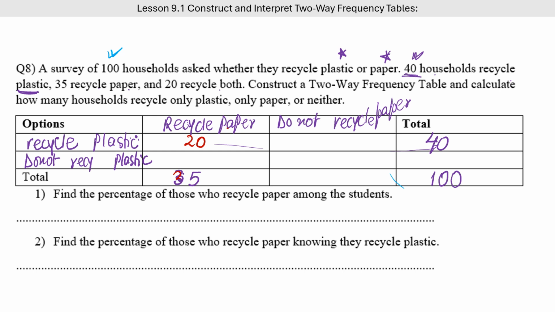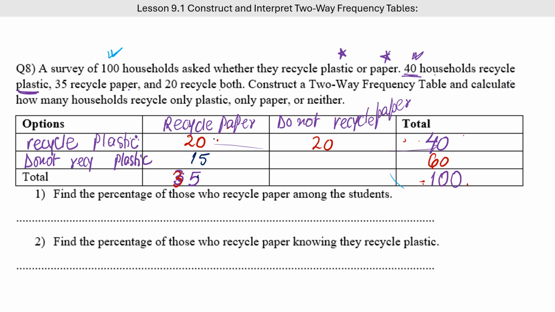If the total is given, what do we do? We subtract, right? So 35 minus 20 gives me 15. Here, if I have the total, I have to go backward. It means 40 minus 20 gives me 20. Again, total is given, 40 is given. So what is left? 60. 100 minus 40 is 60.